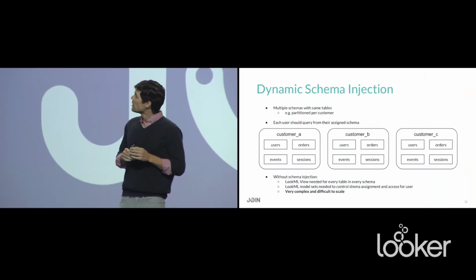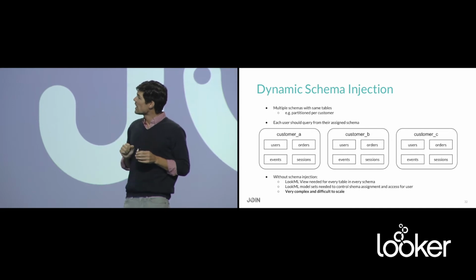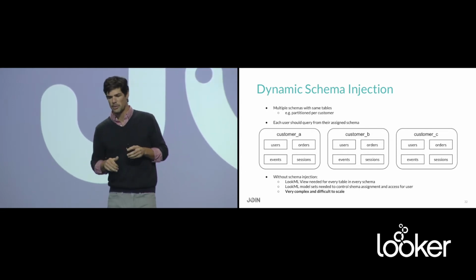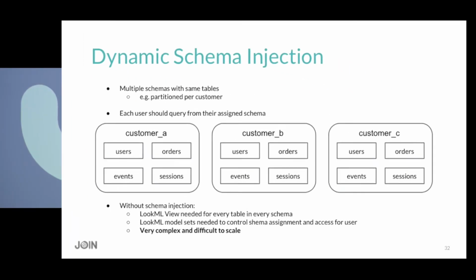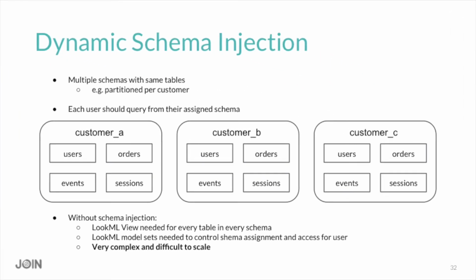Another use case here for dynamic injection is for schemas. So you might imagine in this case, we've got similar table structure across multiple schemas. So in this case, we've got a users, orders, events, and sessions table. But I've broken that out across schemas. So maybe across customers, I want to keep my customer data separate. Just keep everything nice and separated. So we've got customer A schema, customer B schema, customer C schema, and they've got the exact same tables inside.